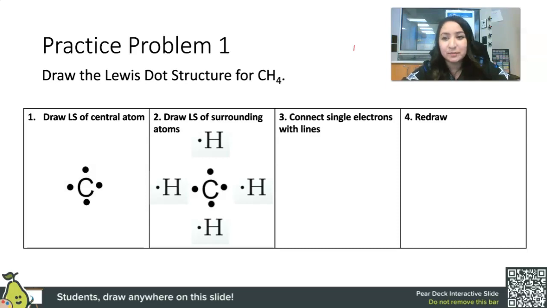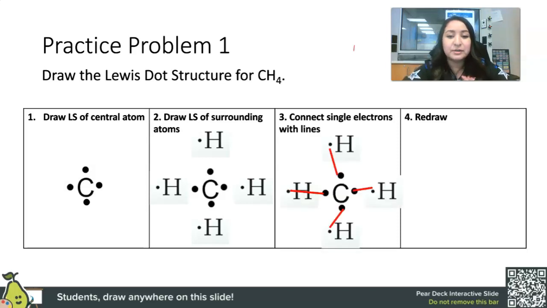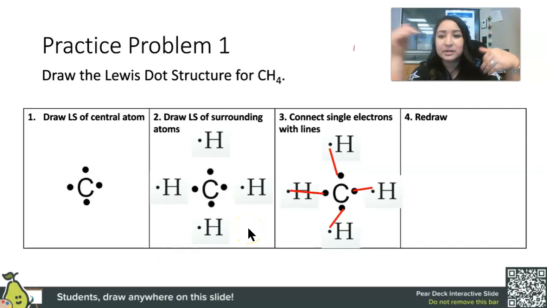All right, so what you guys should have done should have looked something like that, where you bonded all of the single ones. Now, go ahead and redraw it, make it nice. You want to make sure that all your lines are straight and perpendicular, symmetrical. Not one line is bigger than the other, like here, it's all slanted. You want to draw them nice. Okay, go ahead and pause now. Draw it, please.